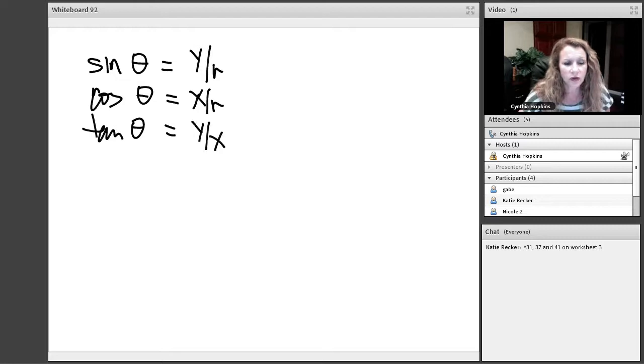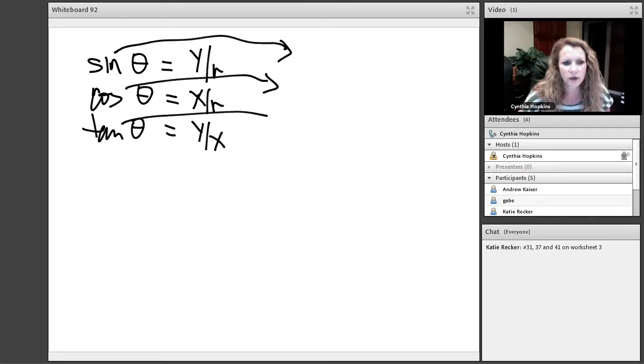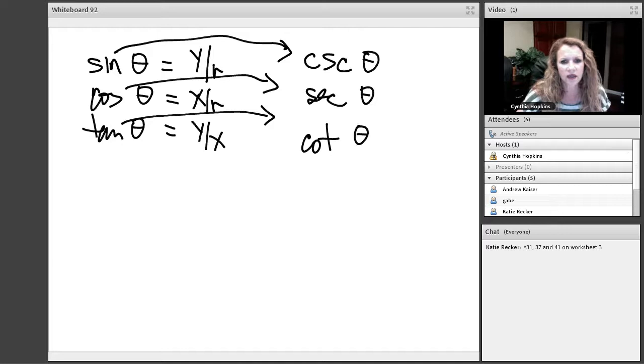And then once you know those ratios, you just need to know what trig function is the reciprocal of sine, what's the reciprocal of cosine, and what's the reciprocal of tangent. Once you know those, you don't have to memorize those ratios because each is just the reciprocal of the 3 ratios I just wrote. So across from sine is going to be cosecant, across from cosine is secant, and across from tangent is cotangent. And again, you take trig functions of angles, so I'll write of theta.